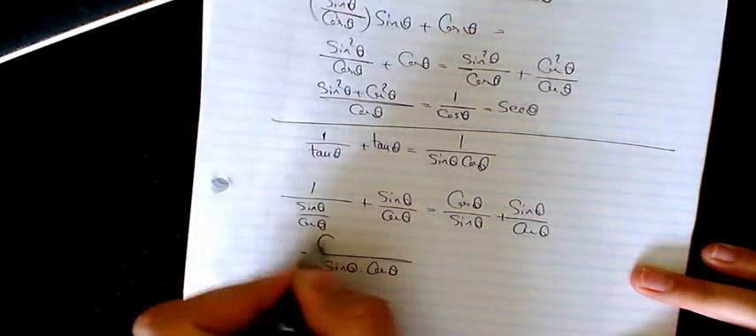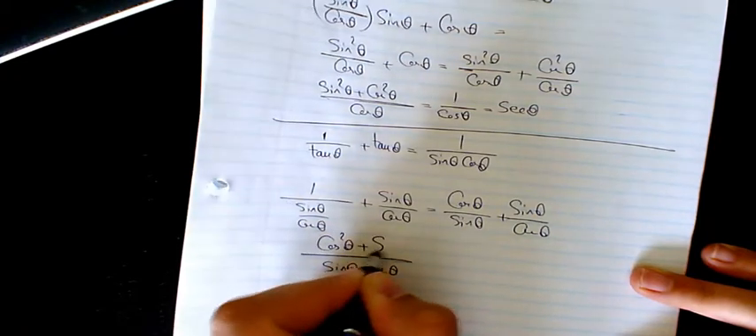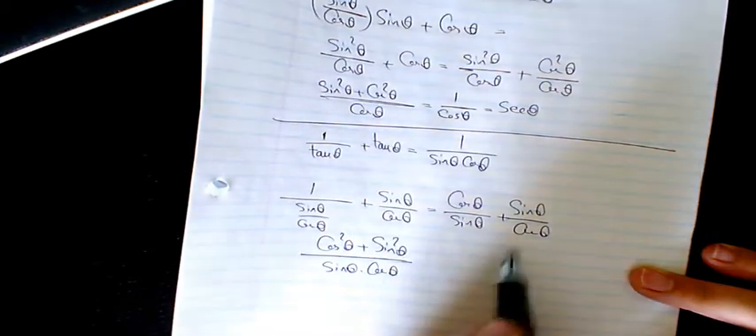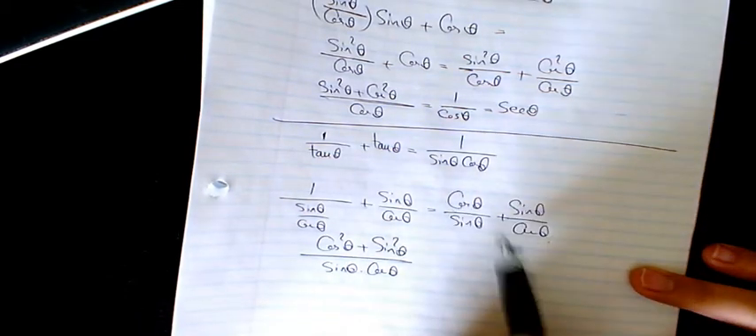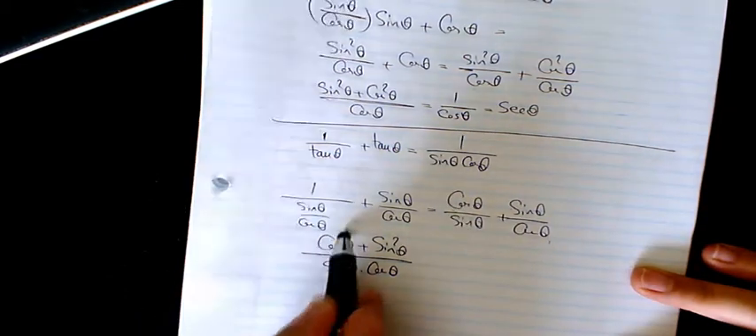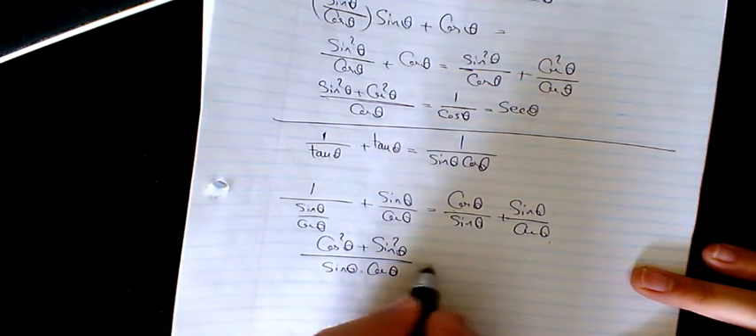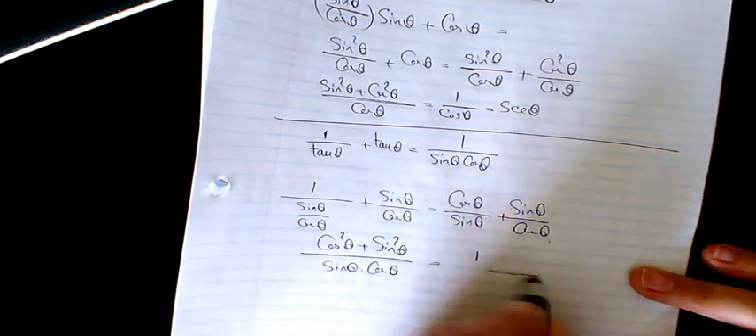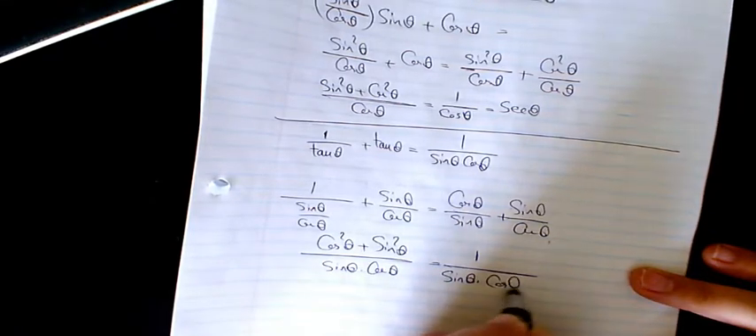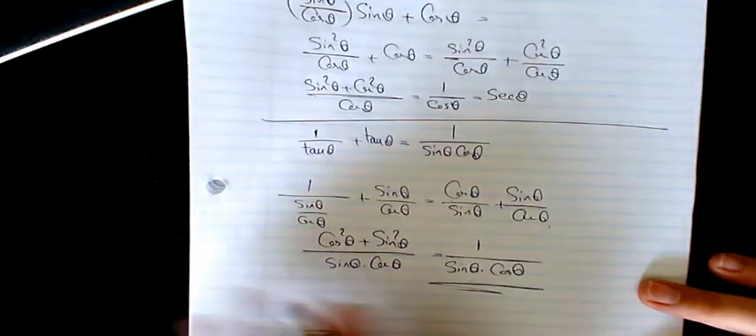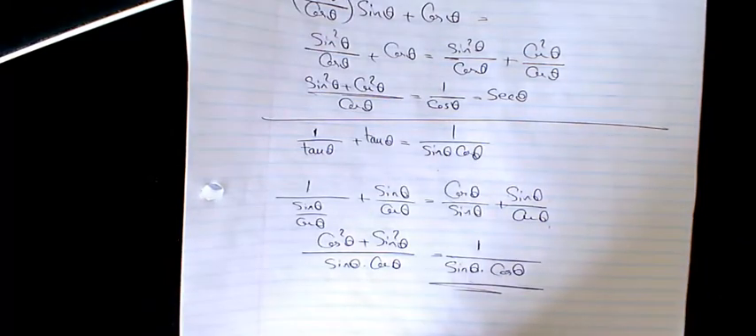So these two will be cosine squared theta plus sine squared theta, because I use the common denominator. So I multiply this one by cosine and multiply this one by sine. So it will be cosine squared plus sine squared, which will be equal to 1. And then I have 1 over sine theta times cosine theta. So as you see here, it is exactly the same as what we have on the right hand side of this equation.